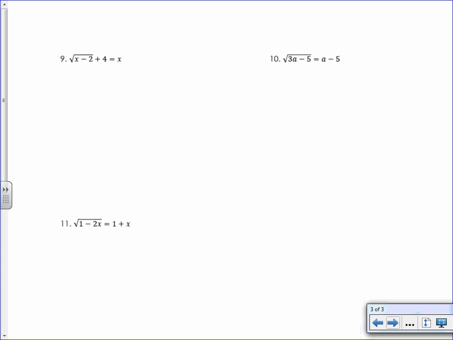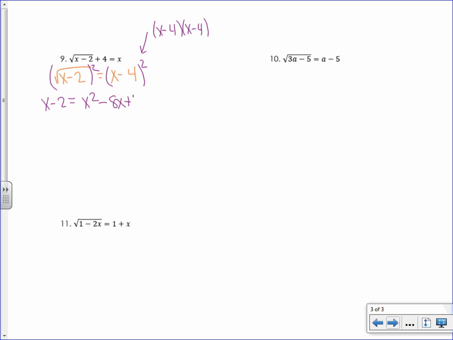Gotta subtract 4 from both sides to isolate the radicals. This is the square root of x minus 2 is equal to x minus 4. Now here we gotta be careful when you square the right side. Okay, remember x minus 4 squared means I'm doing x minus 4 times x minus 4. You need to FOIL. You are not going to get x squared minus 16. Alright, over here I get x minus 2, and then this is going to be x squared minus 8x plus 16. It's a quadratic.